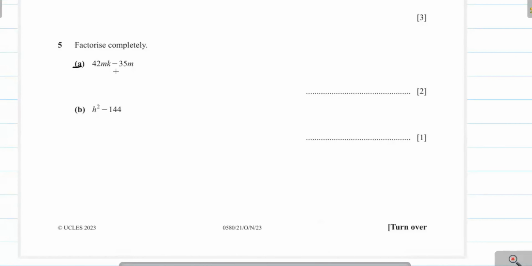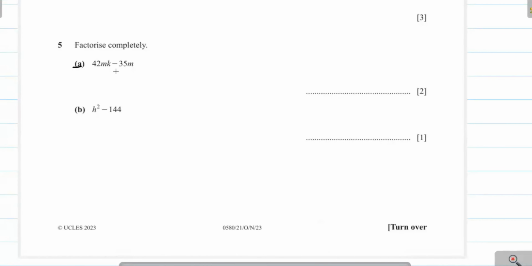You see here 7m is the common factor, therefore that value is 7 times 6 is 42, and m is taken as a common, therefore we write only k here. Minus 7 times 5 is 35, m is taken as a common, therefore this expression becomes 7m into 6k minus 5. This is the factorization of this expression.